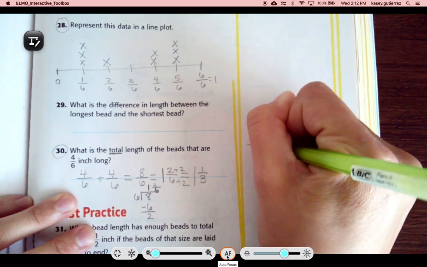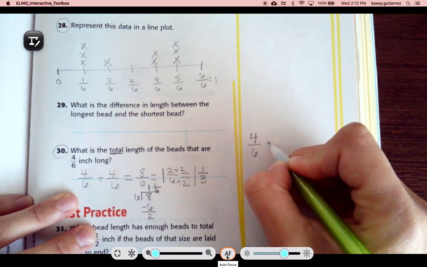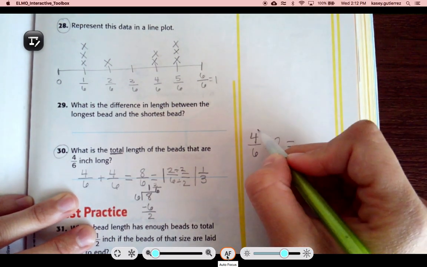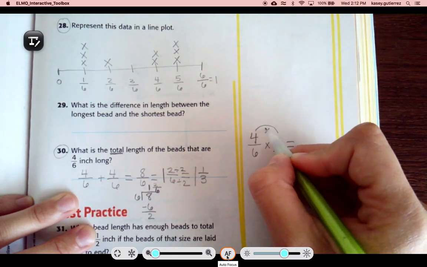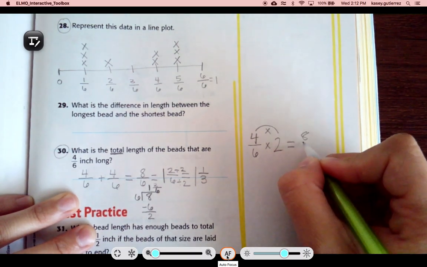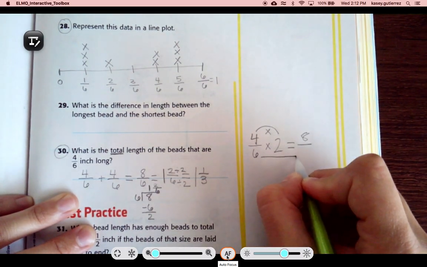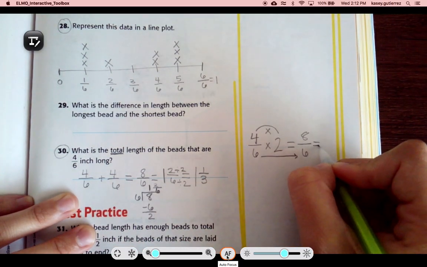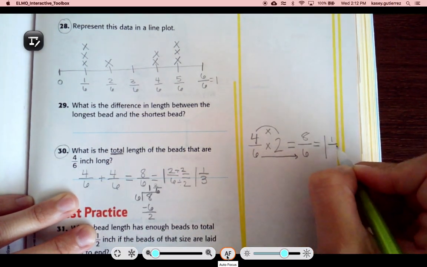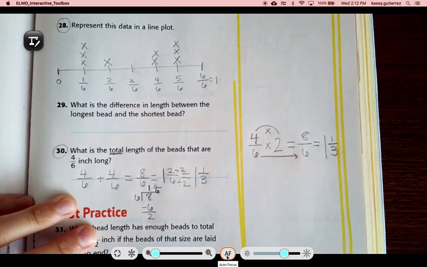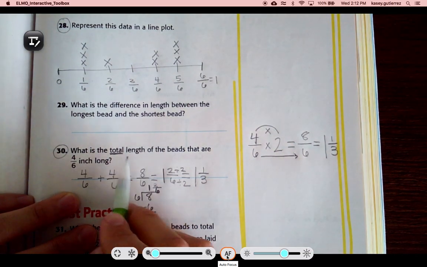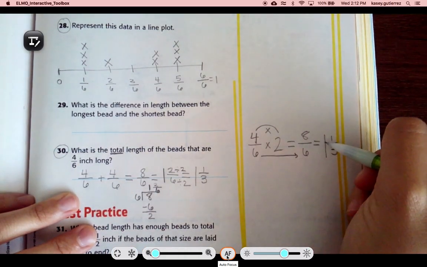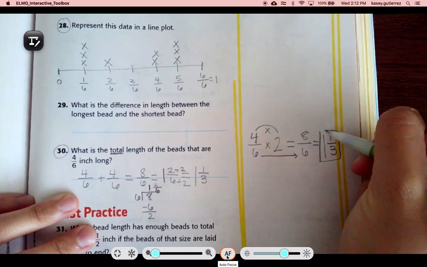When you multiply a fraction times a whole number, you're going to multiply the numerator by the whole number and get 8. And you're going to keep that denominator the same. And we're back right here. So we know that this is simplified to 1 and 1/3. So what is the total length of beads that are 4/6 inches long? It's 1 and 1/3 inches long.